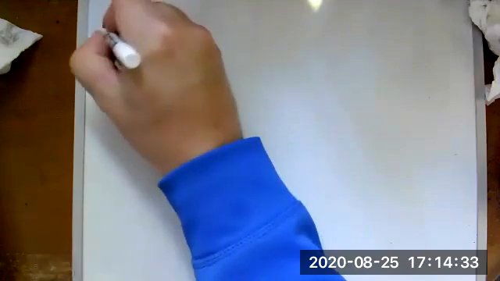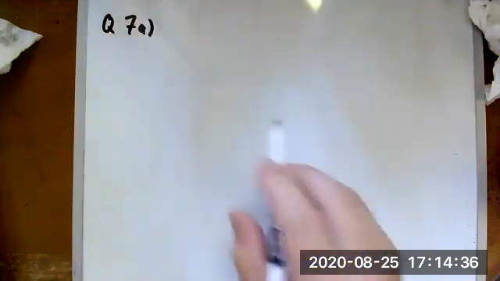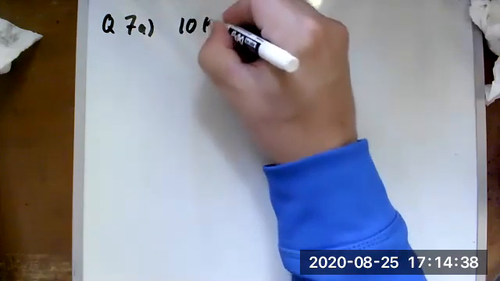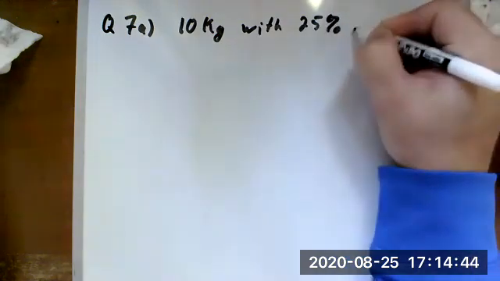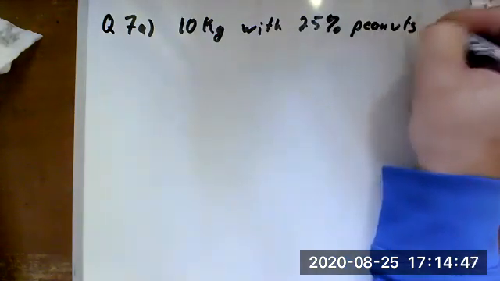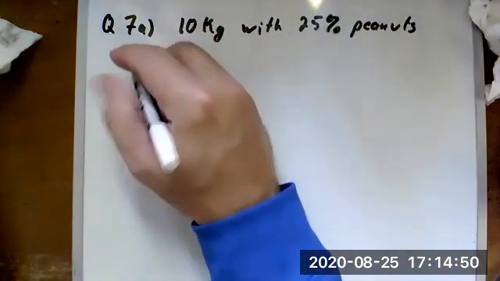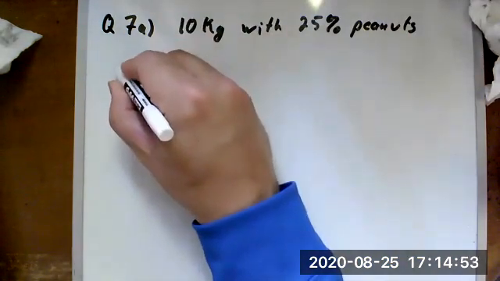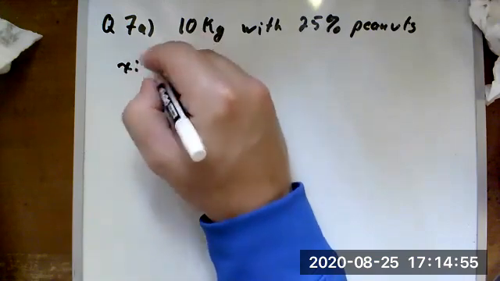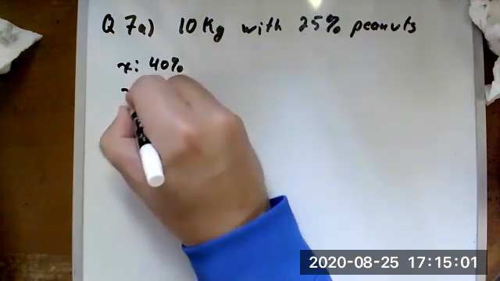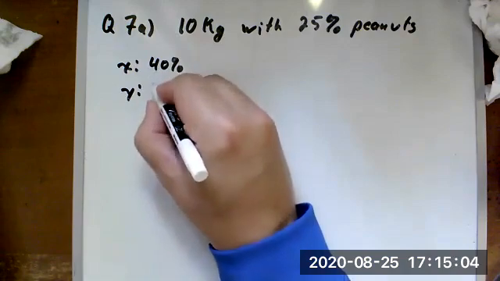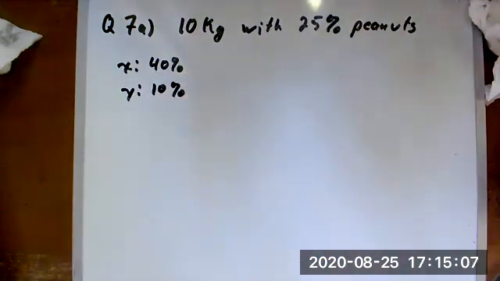So we want a 10-kilogram batch of nuts with 25% peanuts. We're being told that we can get one batch of nuts, which we will call X, which can come in as 40% peanuts. The other batch that we can have is only 10% peanuts. So then we need to figure out what we do with this information so that we can figure out a solution to this problem.